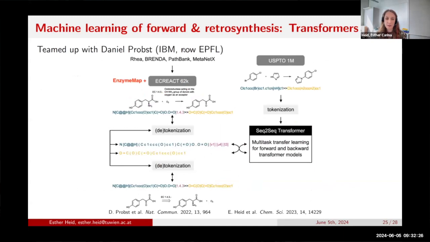I then teamed up with Daniel Probst at IBM because I wanted to make this also applicable to transformer models. And they had already set up this work where they had enzymatic reactions and an encoder and decoder based on a transformer model pre-trained on organic reactions that was able, in a forward and in a backward way, to predict enzymatic reactions and their EC numbers. And we added EnzymeMap on top.